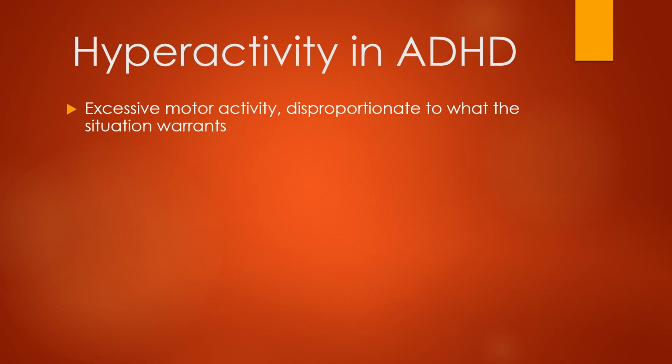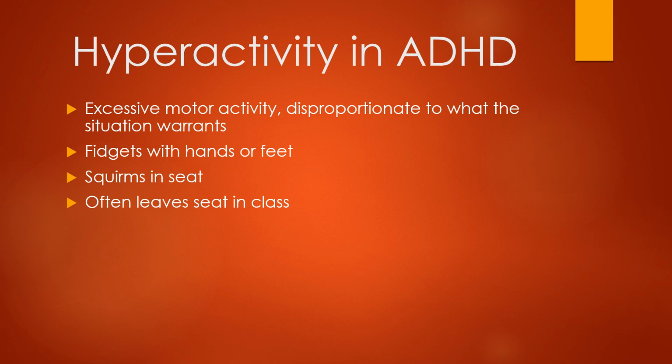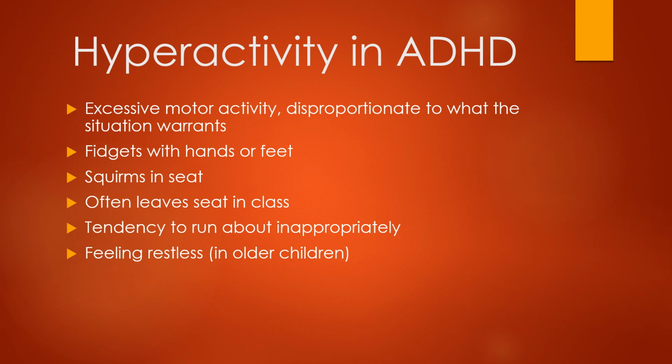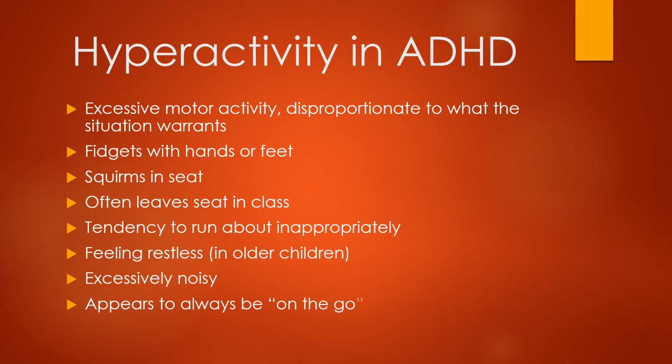There is excessive motor activity that is disproportionate to what the situation wants. The child fidgets with hands or feet, squirms in seat, often leaves the seat in class, has a tendency to run about inappropriately. Older children may report feeling restless. The child is excessively noisy and always appears to be on the go.